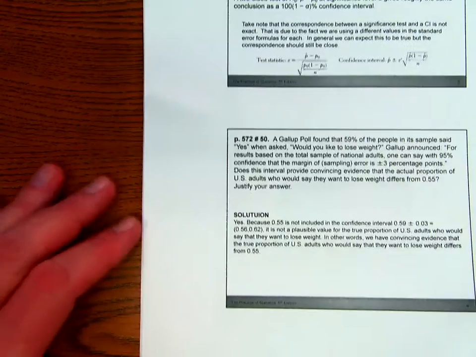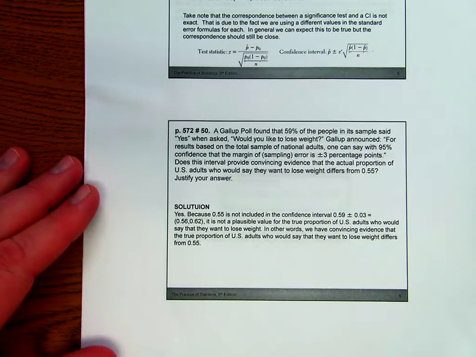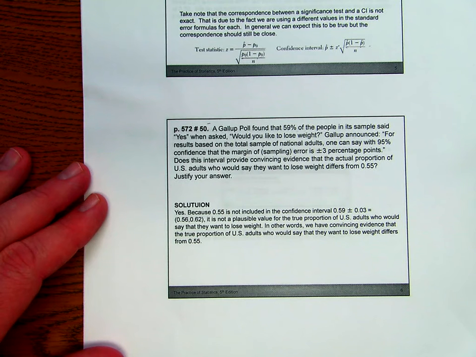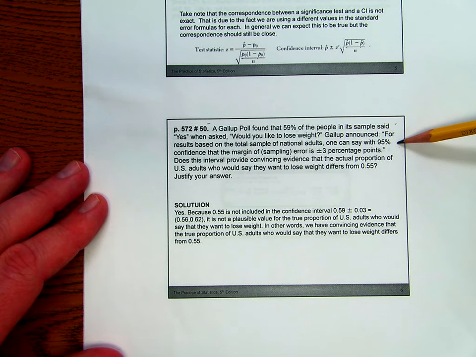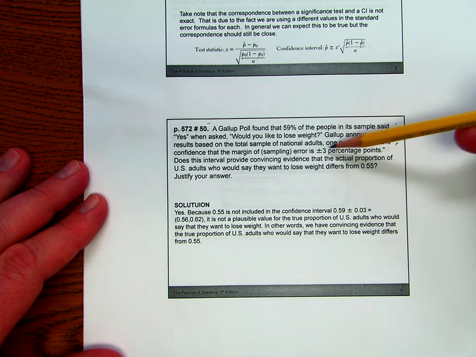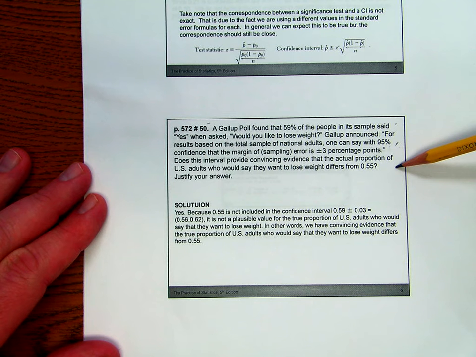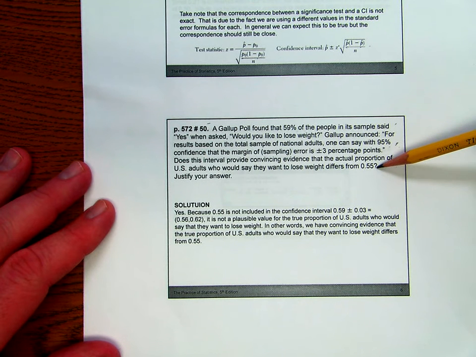All right, let's look at a couple more examples that illustrate this idea. This is from our textbook, one of the practice problems. A Gallup poll found that 59% of the people in its sample said yes when asked, would you like to lose weight? Gallup announced, for results based on this total sample of national adults, one can say with 95% confidence that the margin of error is plus or minus 3 percentage points. Does this interval provide convincing evidence that the actual proportion of U.S. adults who would say they want to lose weight differs from 55%?